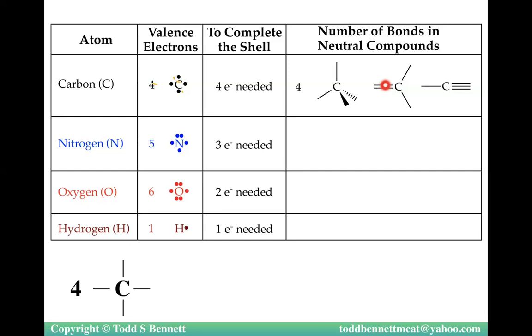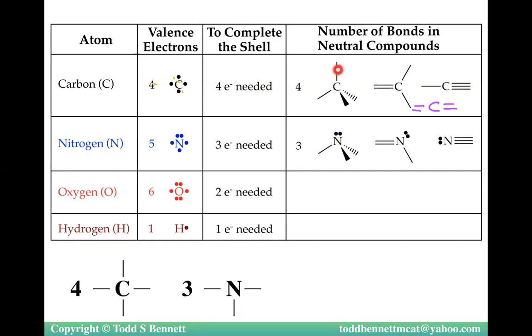It also can form what's known as a double bond, two bonds to the same atom. So it'll have a single bond and a double bond. So it's still four bonds, but it has a double bond. It can also form a single and a triple. And if you want to get really fancy, it can form two double bonds as well. Okay, so it's going to form four bonds. Nitrogen is going to form three.